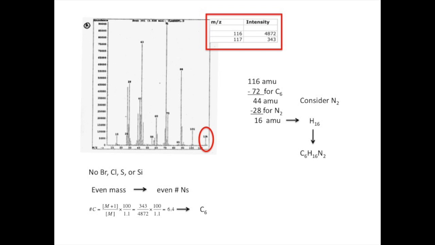Let's see if we get a reasonable number for the double bond equivalents, or rings plus double bonds. Well, it turns out we get 0. That's a reasonable number. It means that we have an entirely saturated molecule. We must have some sort of saturated amine.